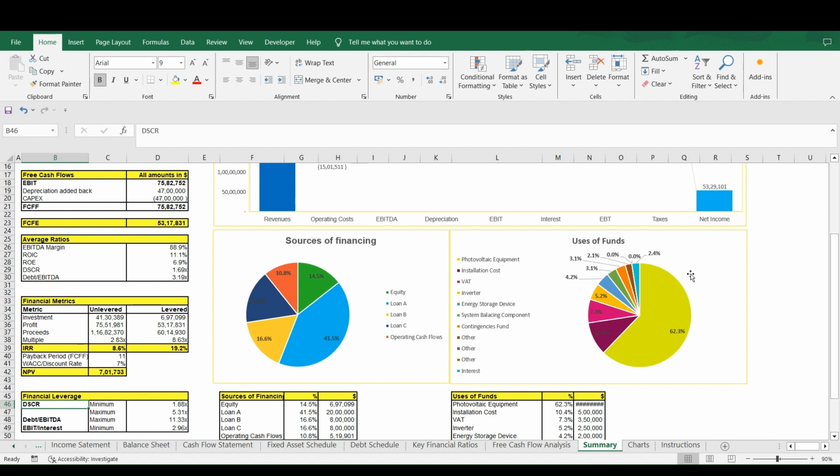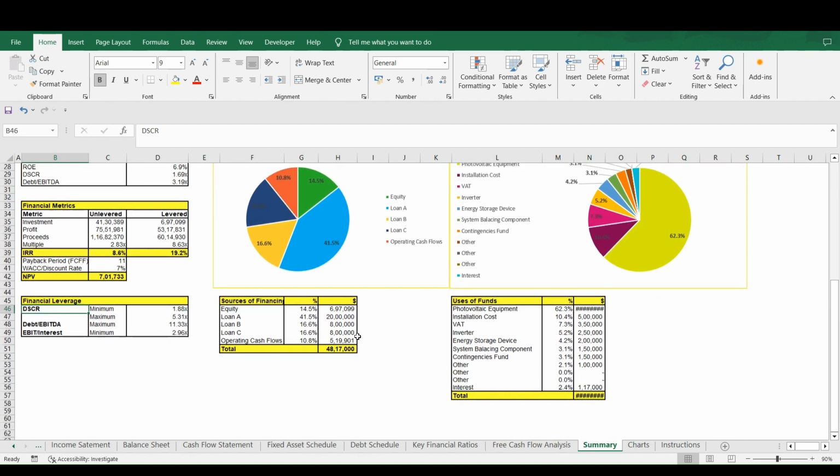And here is the use of funds. So most of our fund is getting used in the photovoltaic equipment. Then we have installation cost, VAT, inverters, and contingency fund, etc.